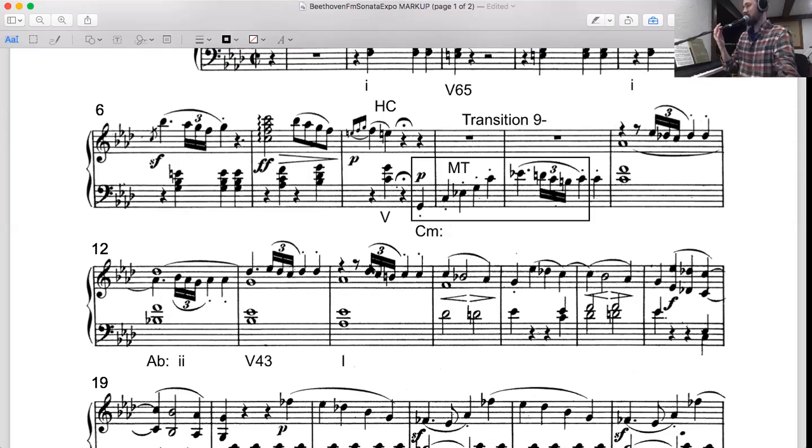But the question is: is the transition over just because we hit an A flat major chord? What should we be listening for to know that we're at the end of the transition section? Well, we should always be listening for cadences. And to my mind, and you can clearly tell the way he's using this 4/3 chord here, this isn't exactly a cadence.